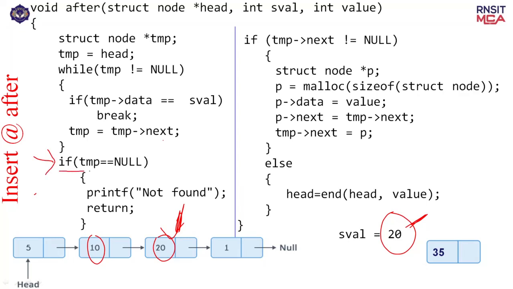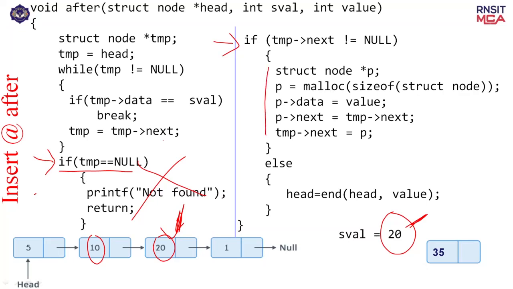The next statement is: is temp null? No, temp is not null. Temp is pointing to some cell, that is some node, that is 20. It is not null, so this if statement is also not working. Then it will come here. Is temp pointing to the last cell? No, temp is not pointing to the last cell. That is, temp of next is null means it is pointing to the last cell. If it is not pointing to the last cell, then you can do this.